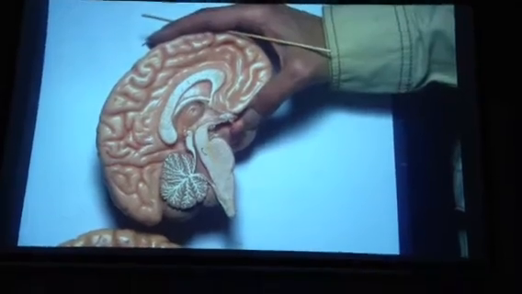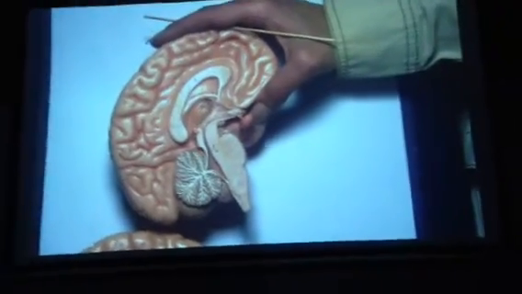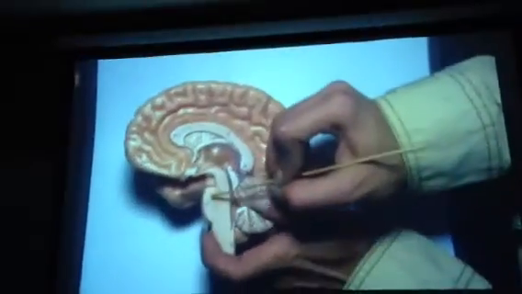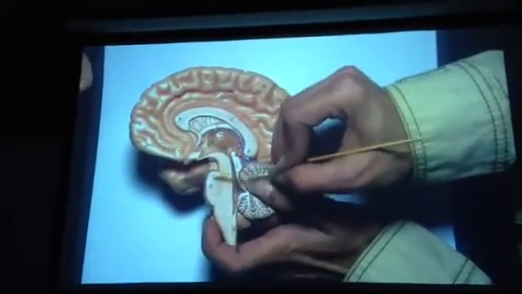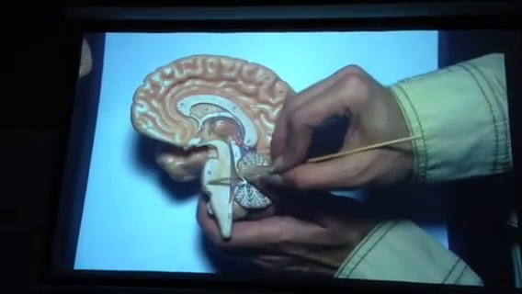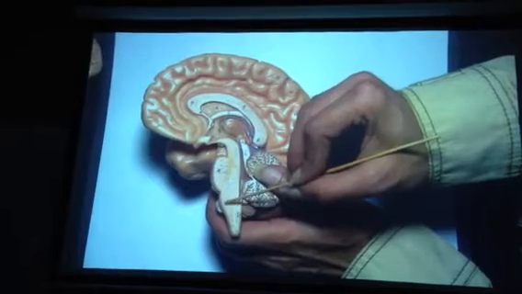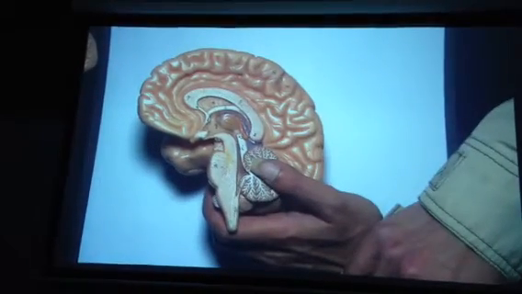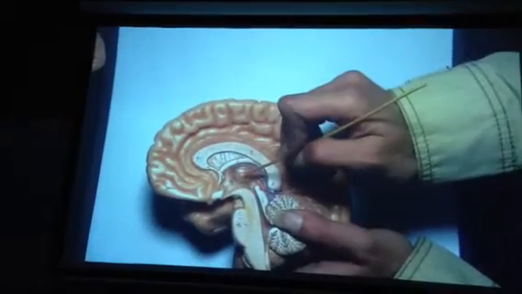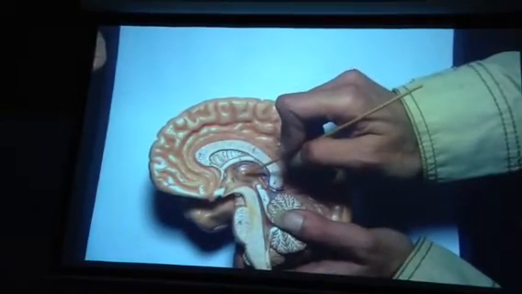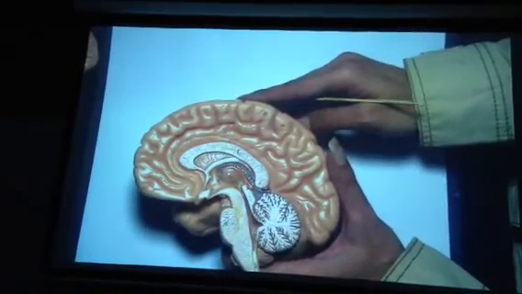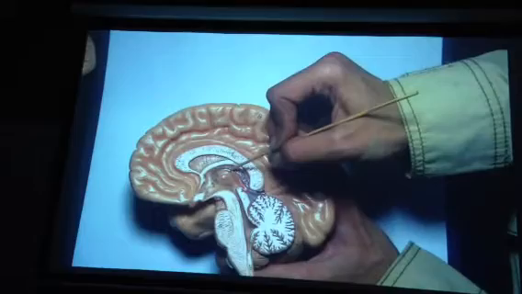Can someone check for me, please? Oh, sure. This is the pons, and this is the medulla oblongata. Pons, medulla oblongata. Got it? Intermediate mass is right here. Anything else? Pineal gland is the pink.